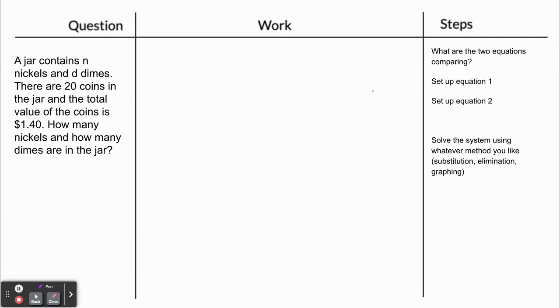So the first thing that we've got to do is figure out what the two equations are going to be comparing. And we're actually given that, where we're talking about nickels and dimes. To set up the first equation, it's given to us in these first two sentences, where it says a jar contains N nickels and D dimes, and there's a total of 20 coins. Meaning, if we take N, the number of nickels, and add D, the number of dimes, that's going to give us 20 coins in the jar.